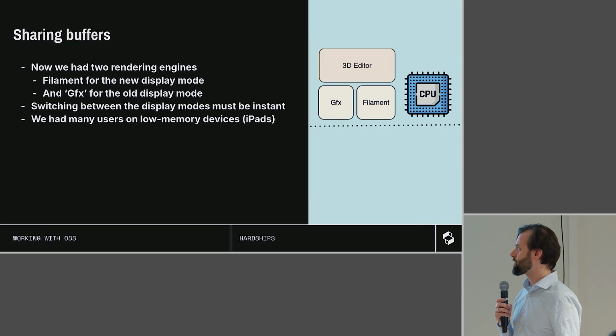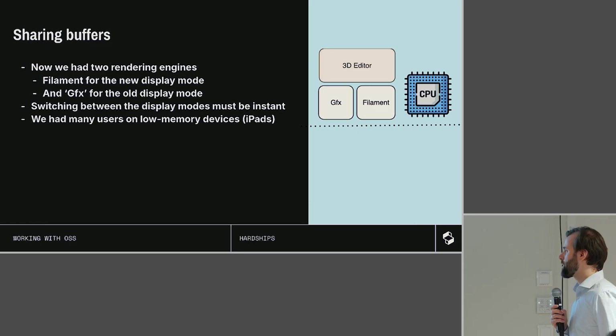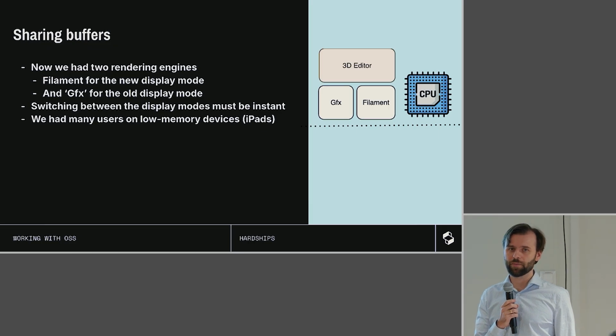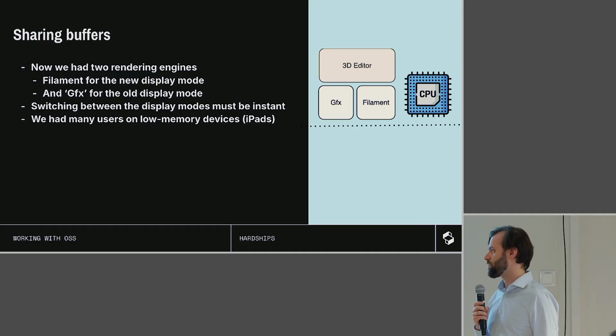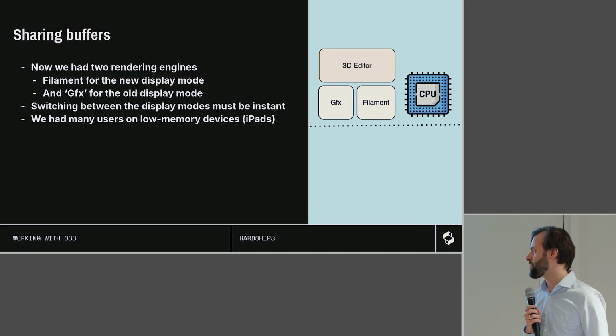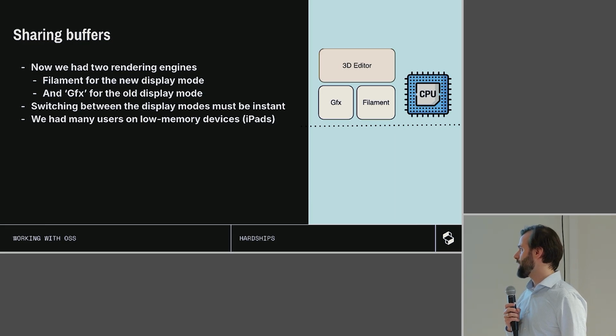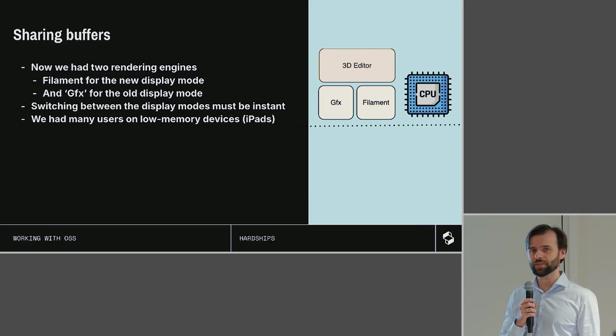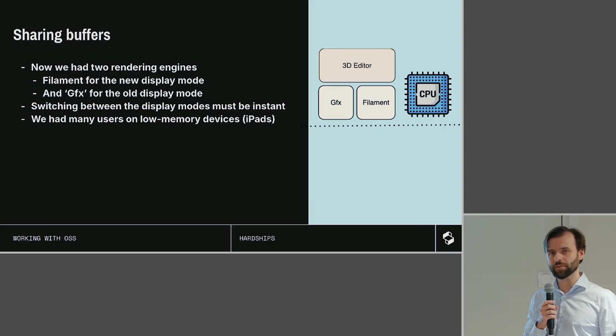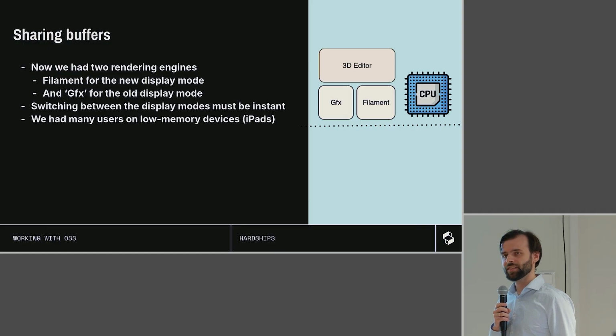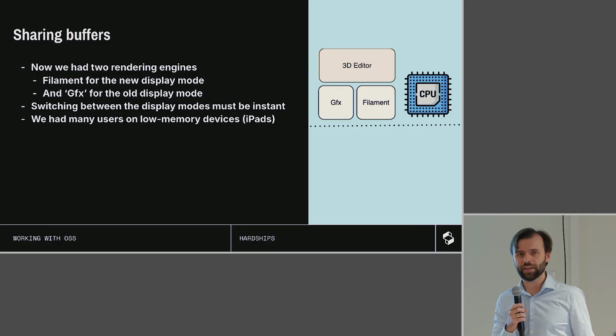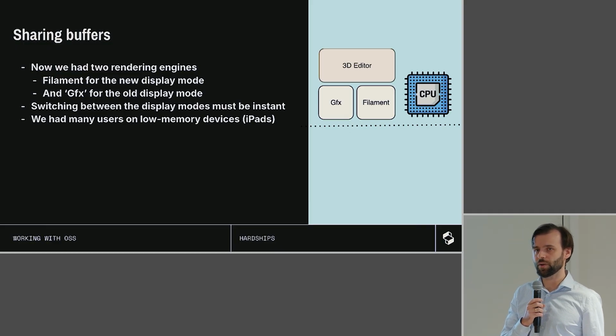Okay, first things first. As I mentioned, many of our users were iPad users, and we are very keen on good performance on mobile devices. So we always want to keep memory usage as low as possible. And I also mentioned that we want to be able to switch between the old and the new display mode seamlessly. But the problem was that we now pulled in a new rendering engine. We had our own engine and the new one side by side.